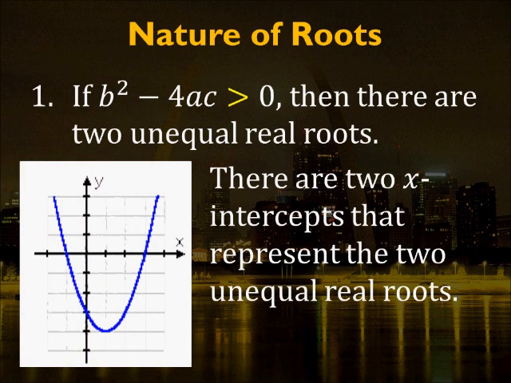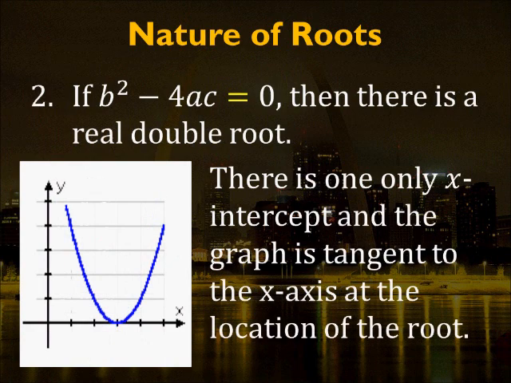If your discriminant b squared minus 4ac is greater than 0, then there are two unequal real roots. And if you look at it graphically, you would see two x-intercepts that represent the two unequal real roots. So you see this graph here, and now you see the two intercepts. If b squared minus 4ac is greater than 0, the discriminant is positive. If the discriminant is equal to 0, then there is a real double root.